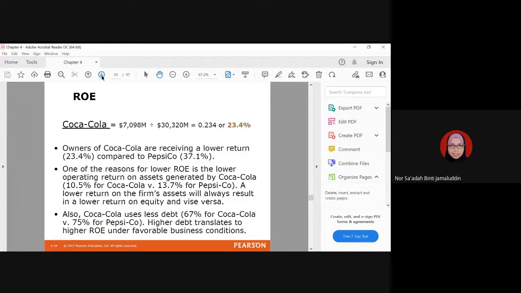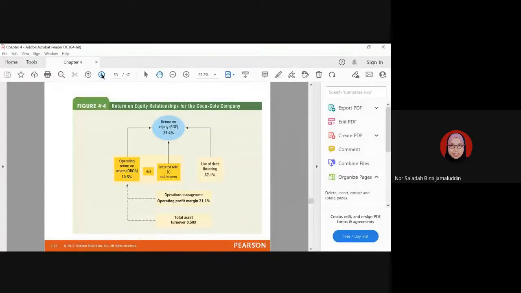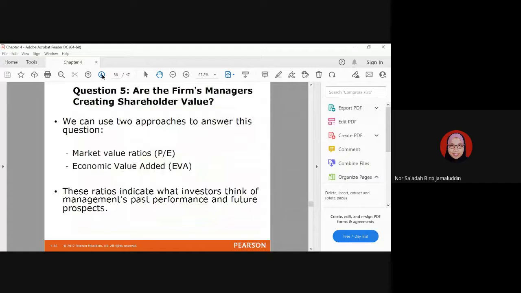So as an overall, makin tinggi return makin bagus. Okay, so kena compare dengan company yang berkaitan. Okay, this is the flow for the return on equity. And then question 5 is, are the firm's managers creating shareholder value? Sama juga. Okay, we can use these two approaches to answer this question.